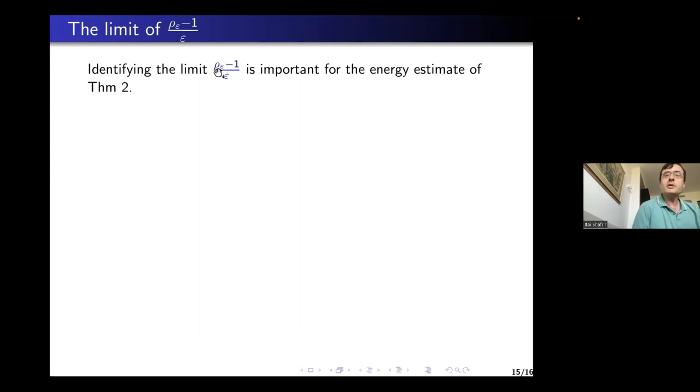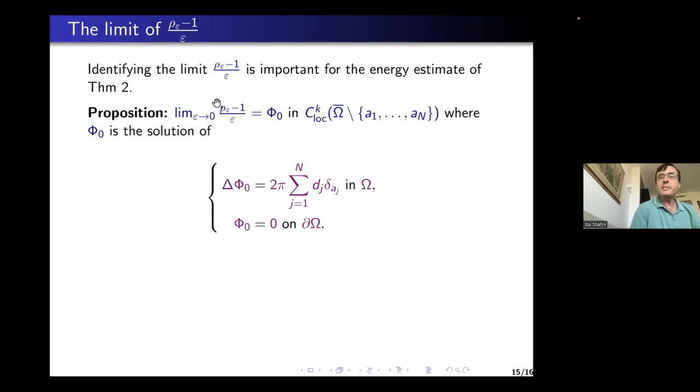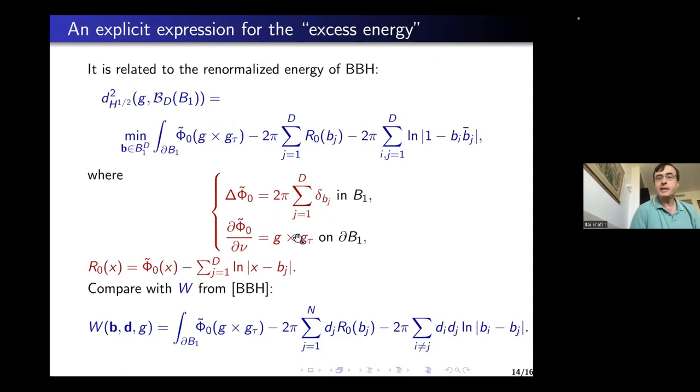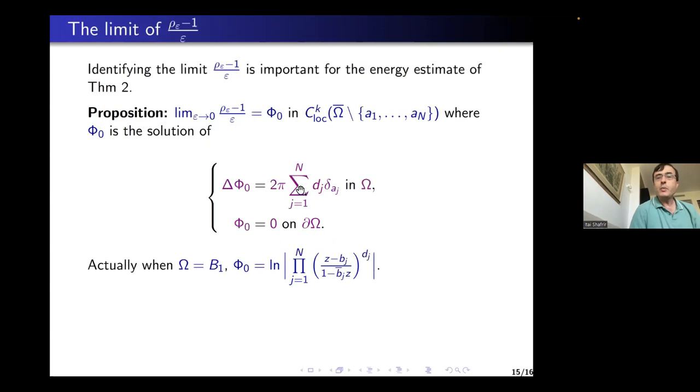And say divide by epsilon. So essentially it turns out that rho epsilon is the modulus of u epsilon. When you look at rho epsilon minus one over epsilon, it converges, it has a limit away from the singularities. And the limit is another function similar to the phi zero tilde that we saw before, because we have the same right hand side, but instead of a Neumann boundary condition depending on G, as I recall you saw in the previous case, here we have a zero Dirichlet boundary condition.